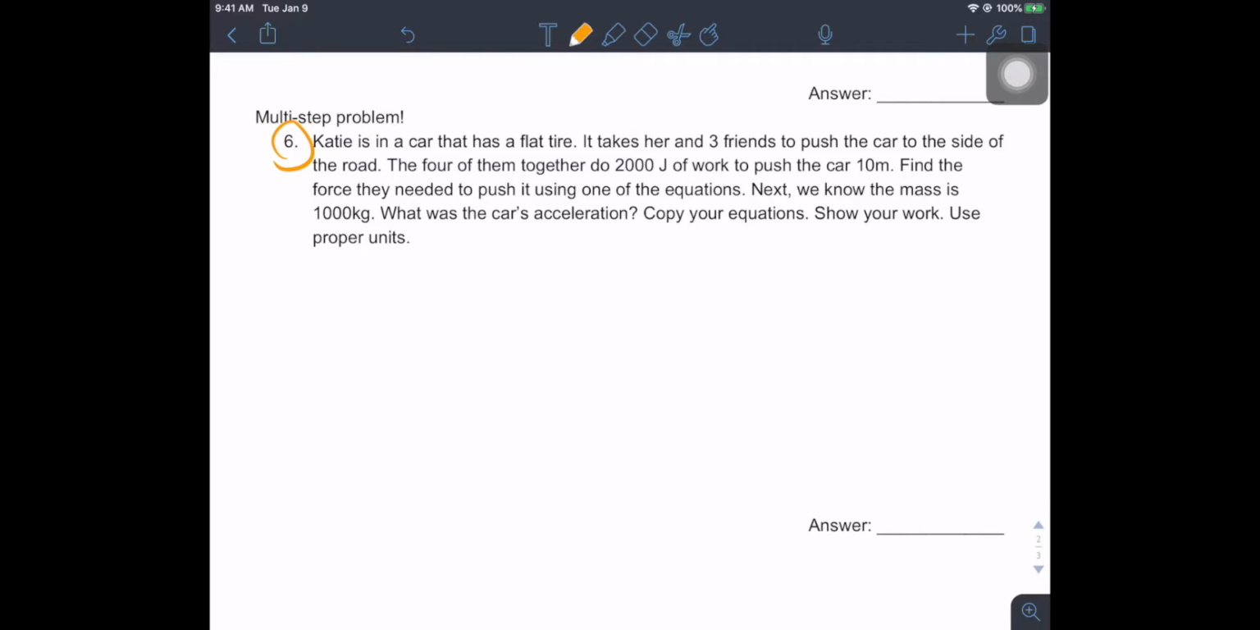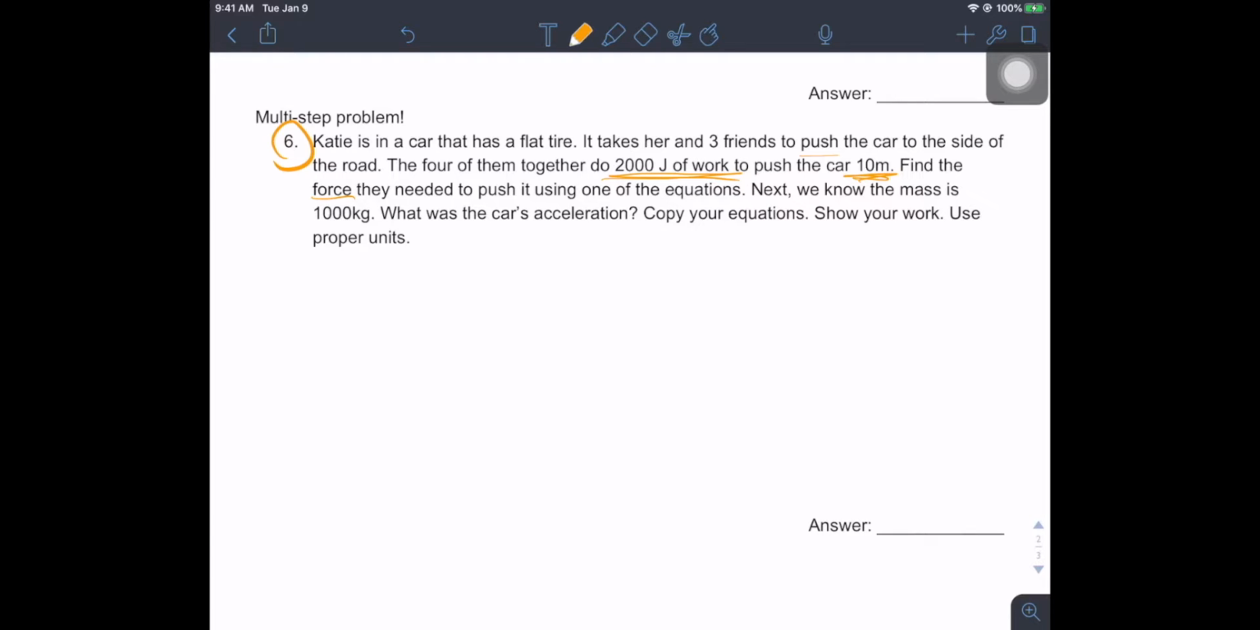So Katie's in a car that has a flat tire. It takes her and her 3 friends to push the car. Push is probably going to be force. Okay, the 4 of them do 2,000 joules of work to push the car 10 meters. Oh wow. Okay, now I'm lost because I thought I was thinking about force. Find the force they need to push it using one of the equations.